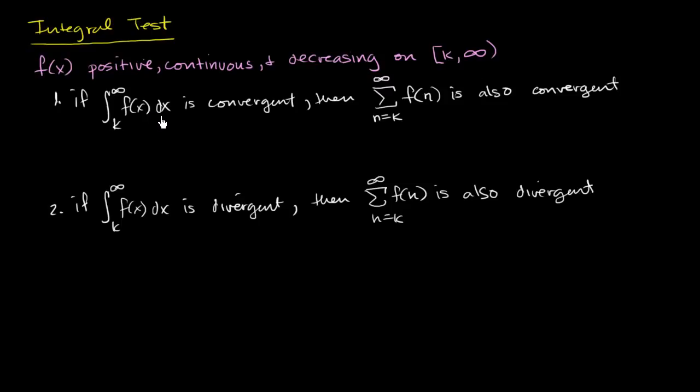And as I already mentioned, in the last video we already saw this in the case of f of x is equal to 1 over x squared. We saw that since the integral from 1 to infinity of 1 over x squared dx is convergent, in fact it equals 1, we were able to say that the sum from n is equal to 1 to infinity of 1 over n squared is also convergent.